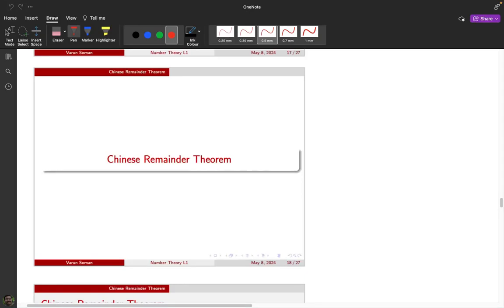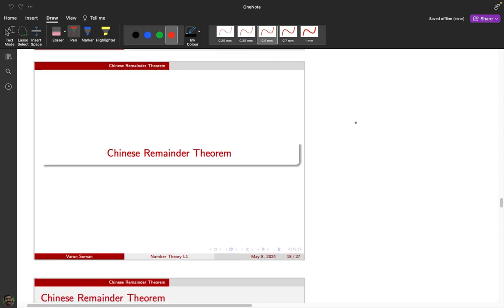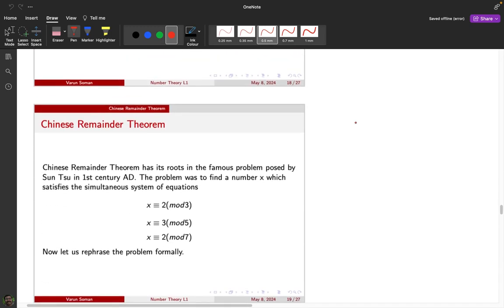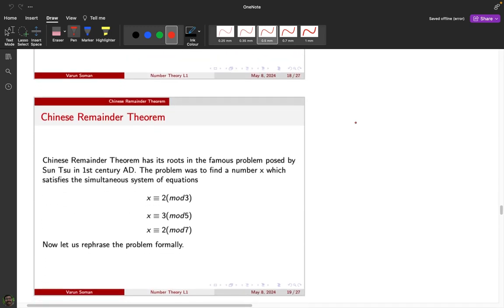Hi, in the previous class we had discussed GCD and some properties of GCD. Now we will encounter a very well-known problem in number theory, which is called the Chinese remainder theorem. It's a very old problem. It was posed in the first century AD by Sun Tzu. The basic problem was to find a number which satisfies a system of congruences like this.